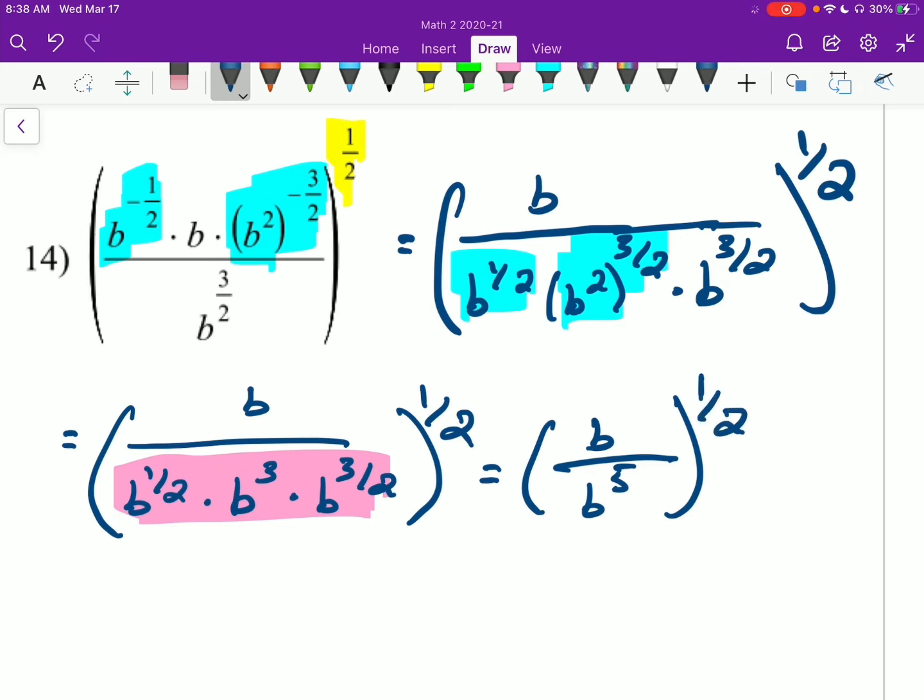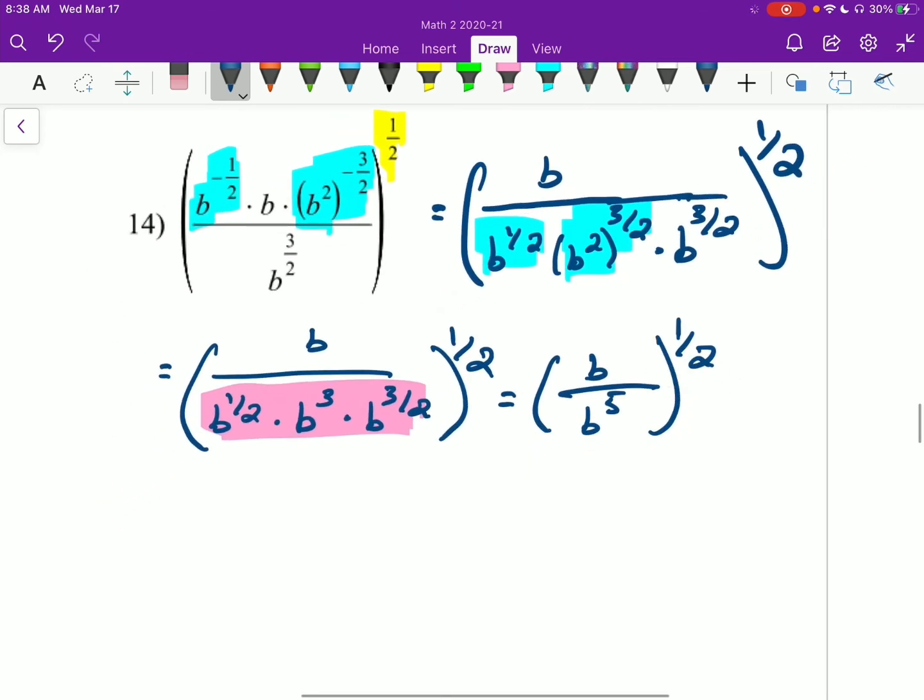There we are. Right, 1/2 and 3 halves gives me 2, plus 3 gives me a 5, yeah. Now I can cancel a b from the top and bottom, and I'm left with a 1 over b to the 4th to the 1/2.